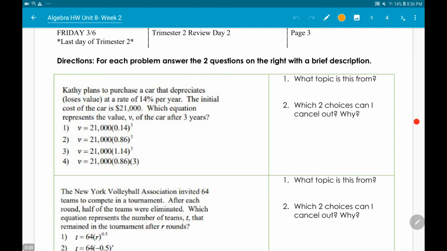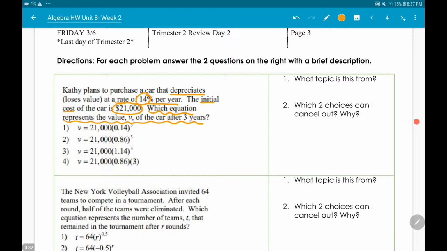And it's a little bit of a review just like we did yesterday, but let's see what topic we're up to today. Let's read number 1. Kathy plans to purchase a car that depreciates, or loses value, at a rate of 14% per year. The initial cost was $21,000. Which equation represents the value after 3 years?